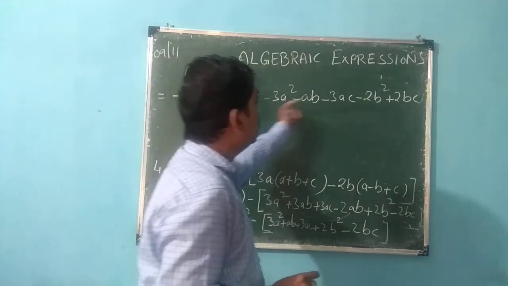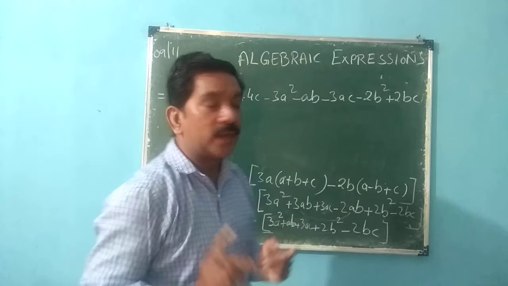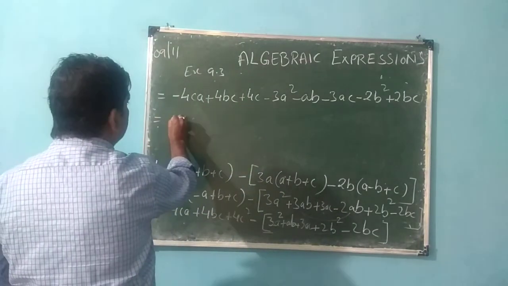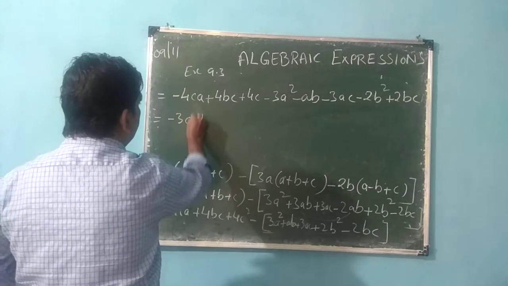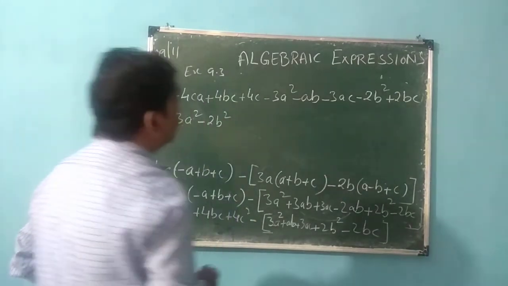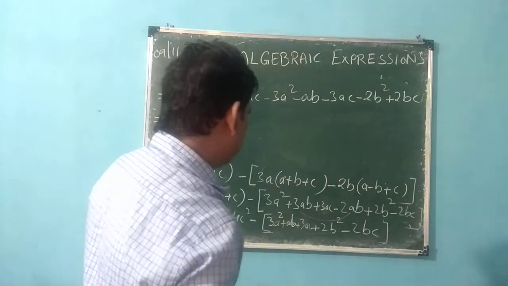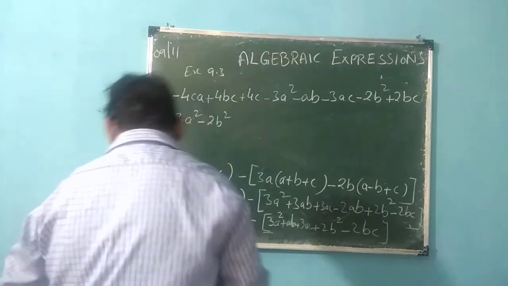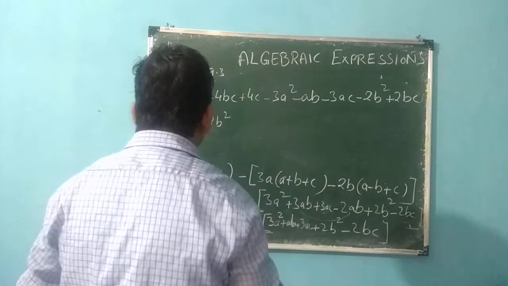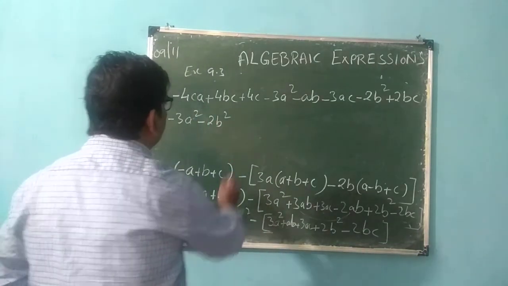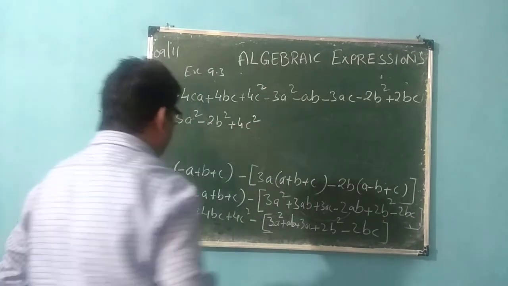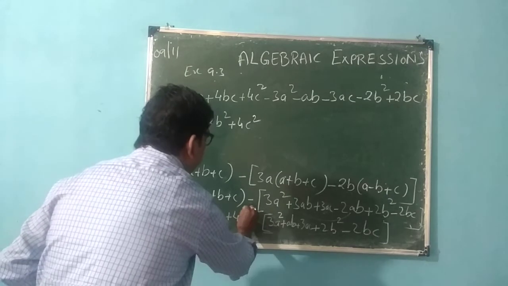Okay, now let me start with square terms. Minus thrice a square minus 2b square. These are two unlike terms. So there is no other a square here. So minus thrice a square minus twice b square. Sorry, there was a c square here. I forgot to write c square here. This is c square. So 4c square.